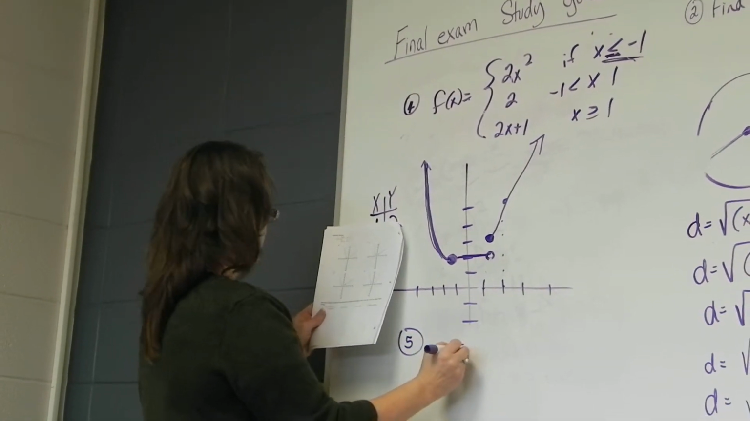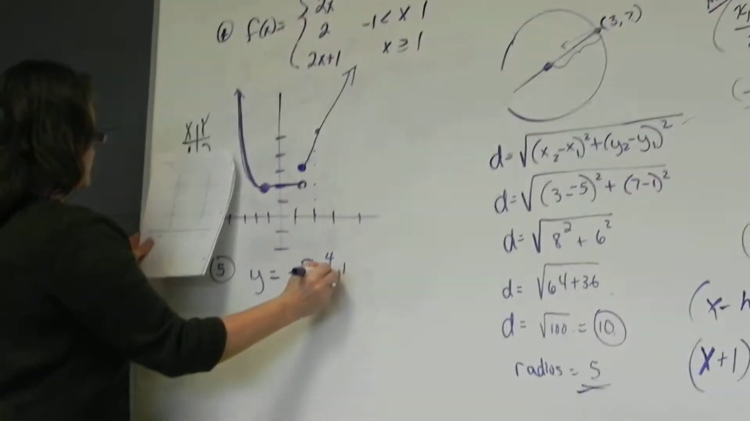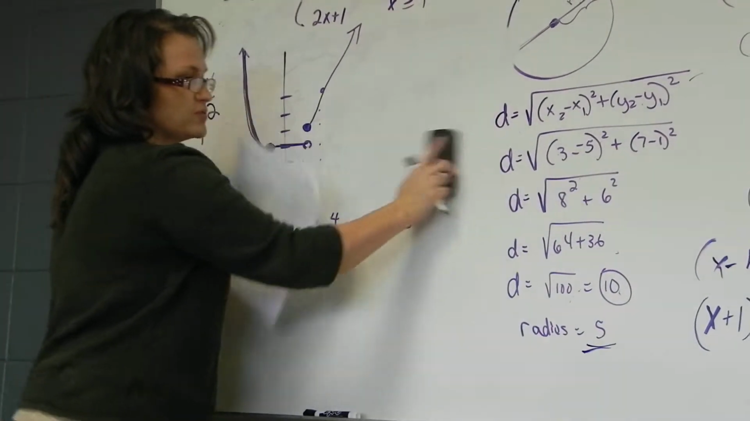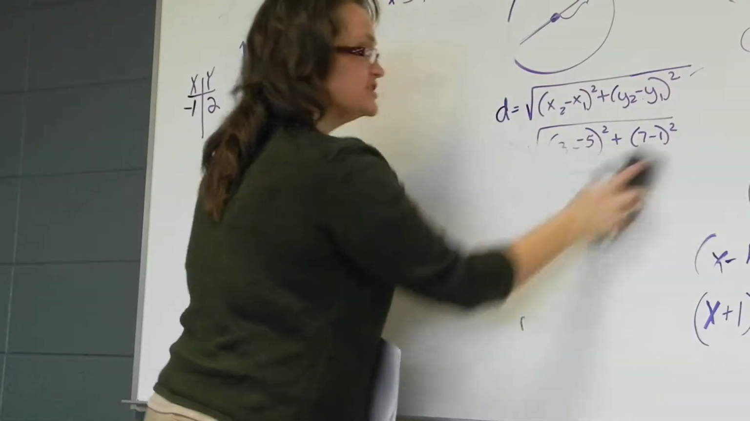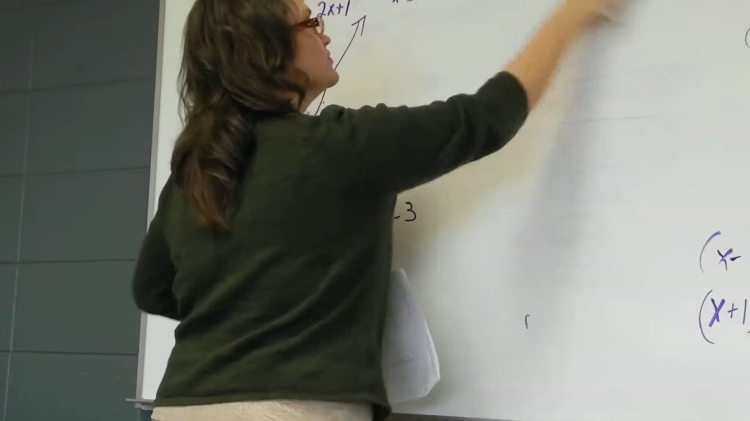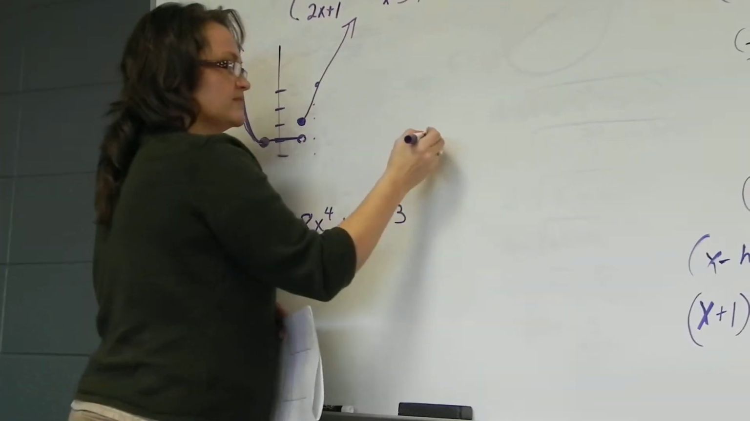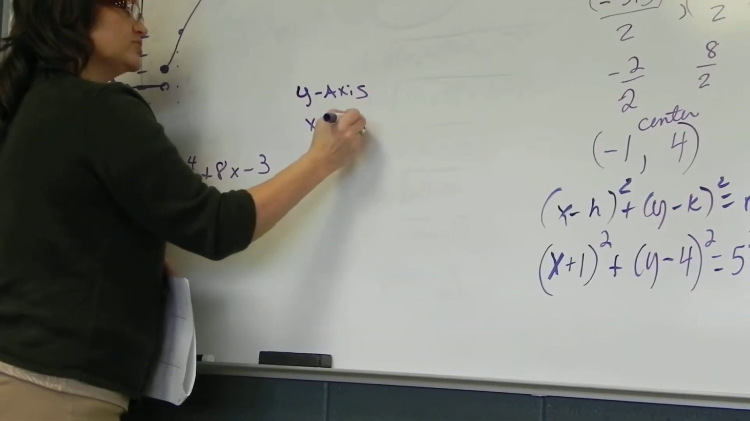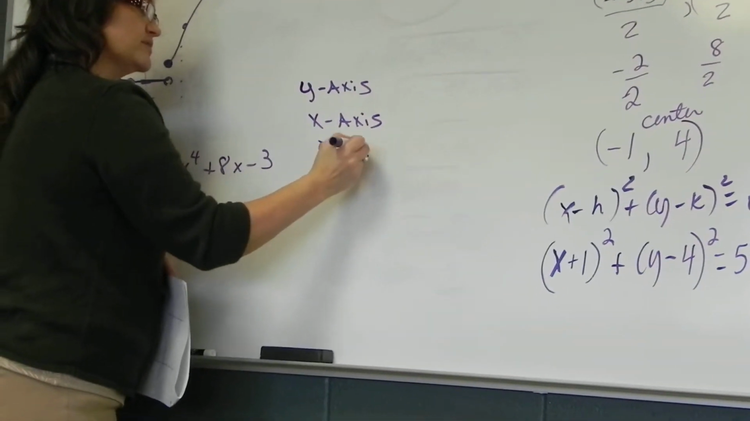Okay, let's talk about number 5. Number 5 talks about symmetry. We have 3 types of symmetry that we're studying and accounted for in this section. We have y-axis symmetry, x-axis symmetry, and origin symmetry.